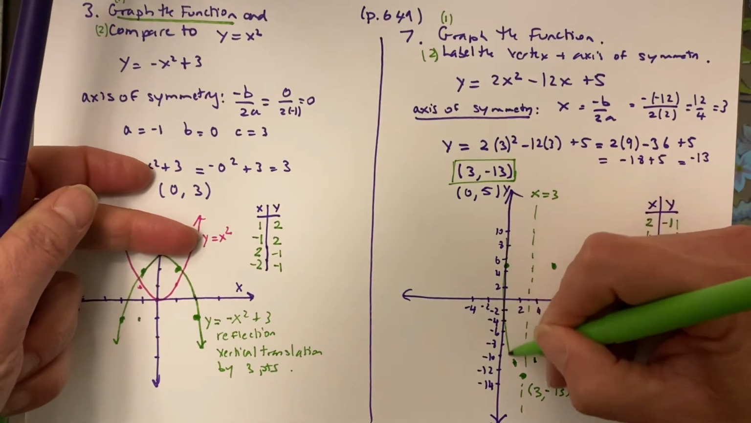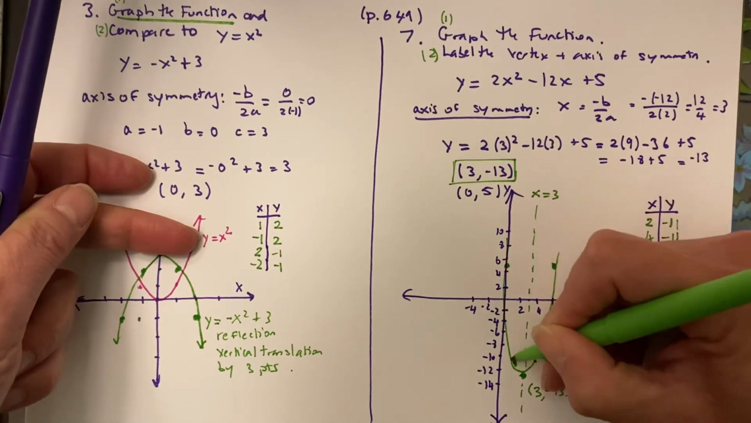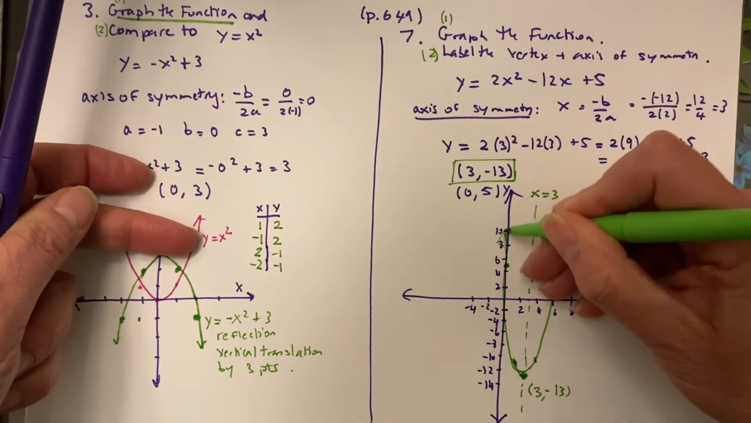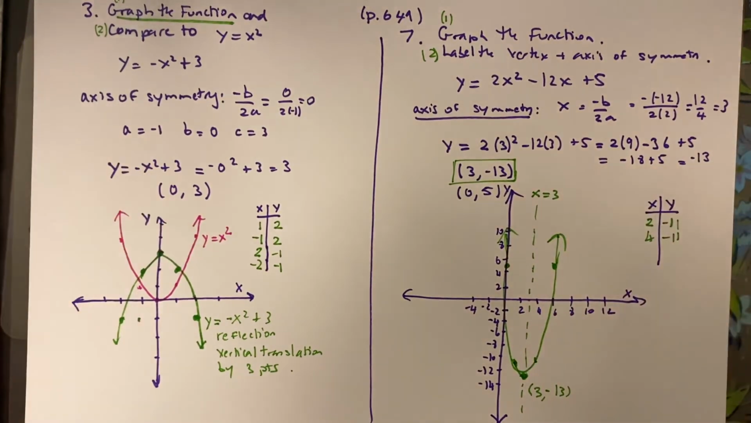And I can draw my parabola. Oop, didn't quite reach the vertex. All right, so that covers 2 out of 4 of the problems on the quiz. I'm going to stop here and do the other 2.